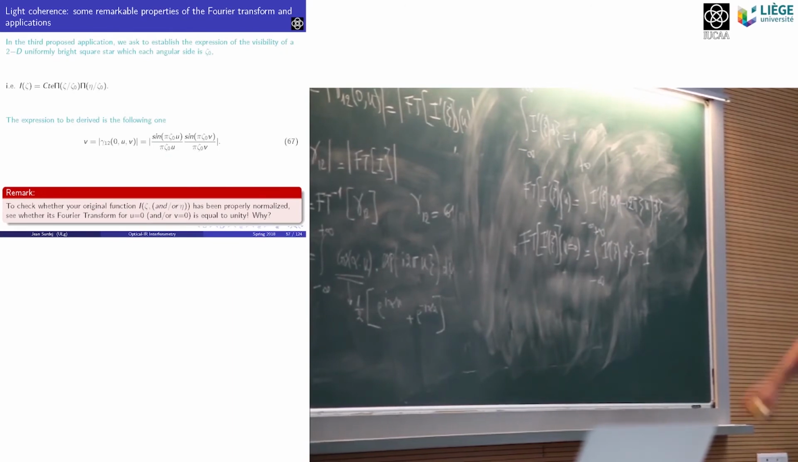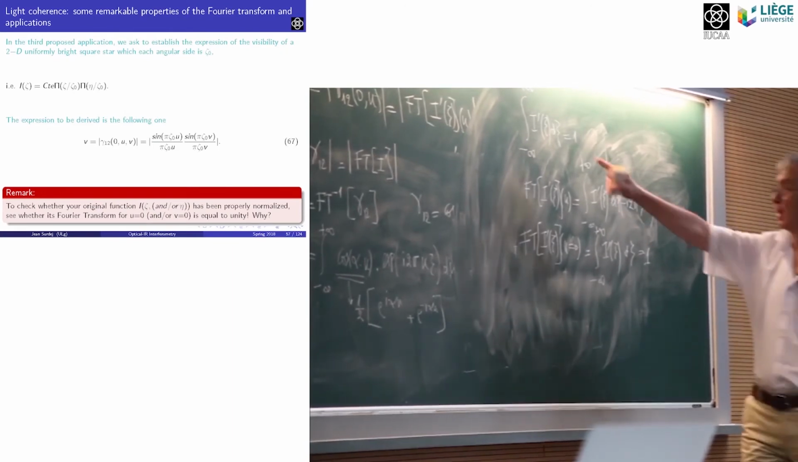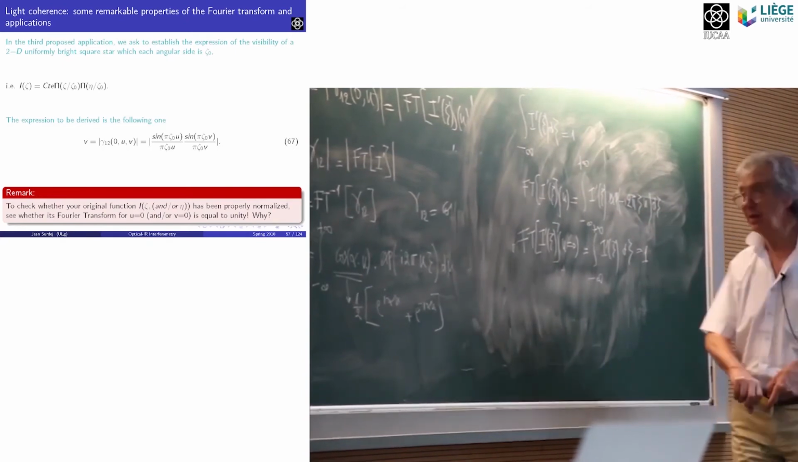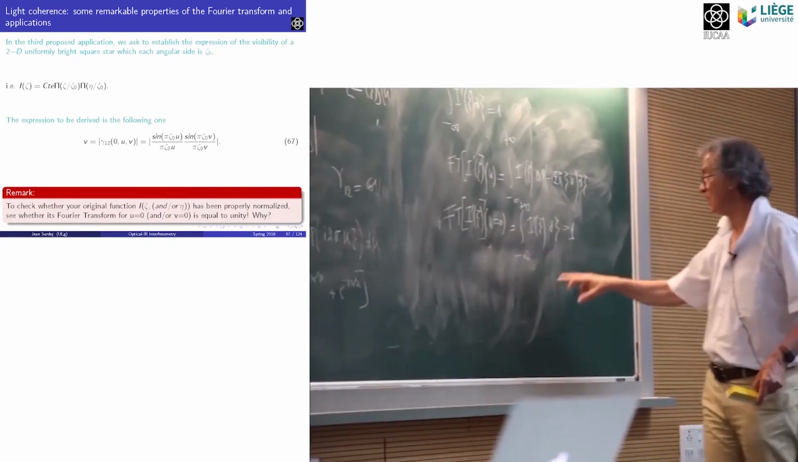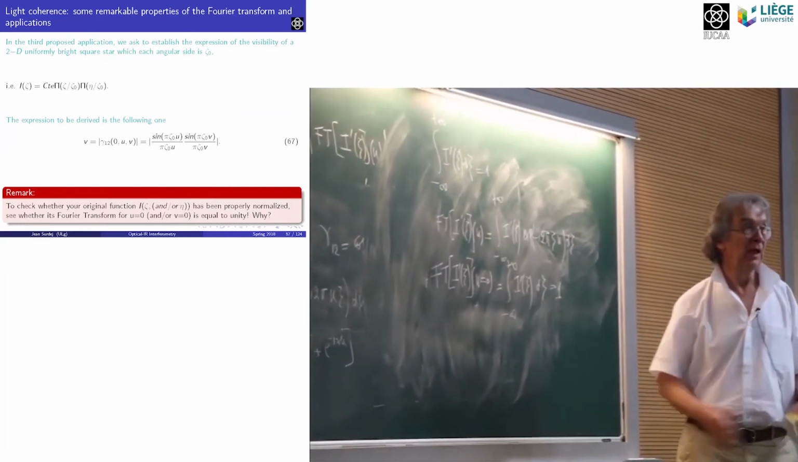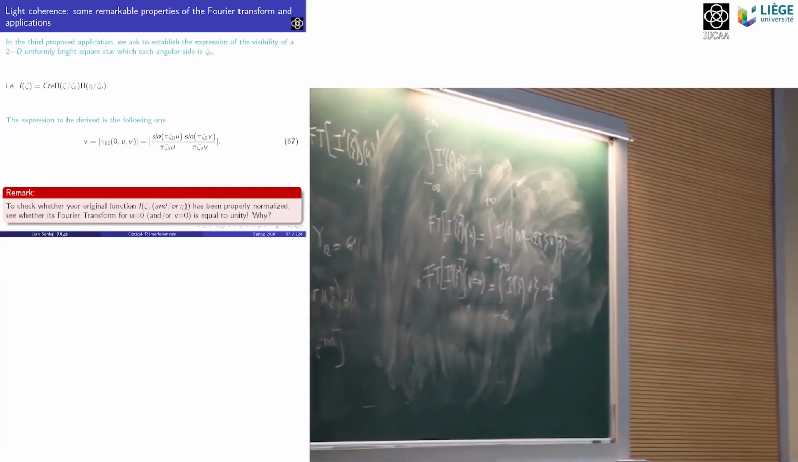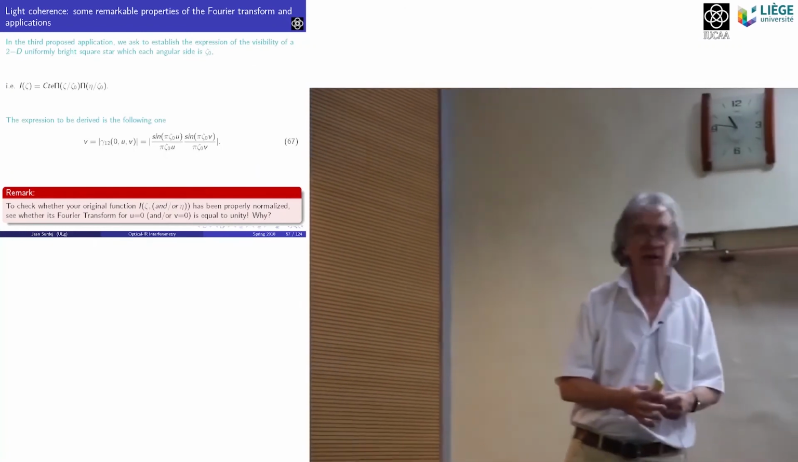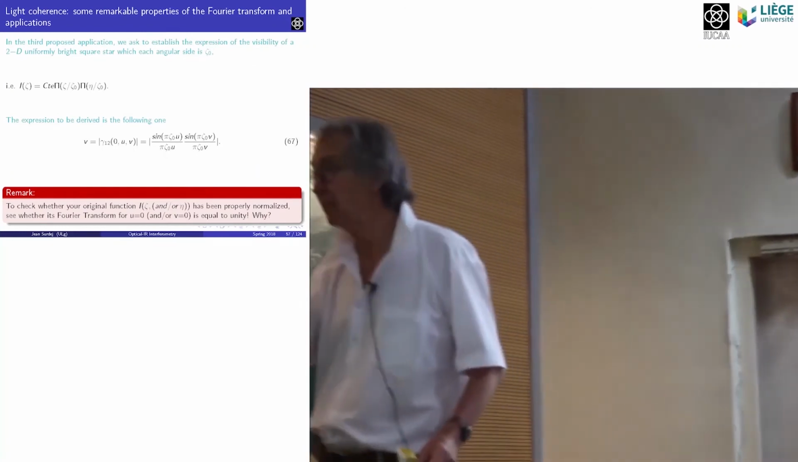So here I just demonstrated that whenever your function has been normalized, your visibility should always be equal to 1 when u is equal to 0. If you make it multidimensional, it's still true. Well, it's still valid, of course.